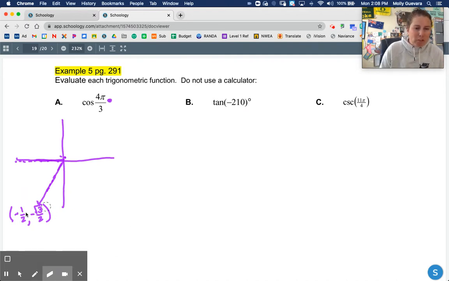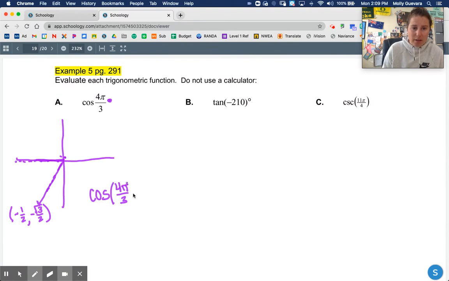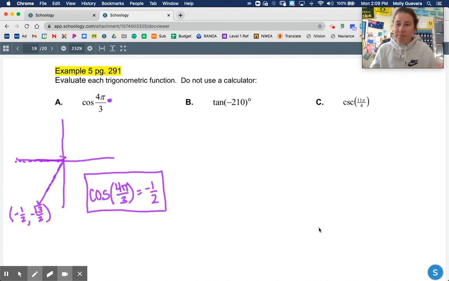Okay, so I found the coordinate for 4 pi over 3, and it wants the cosine, which is just the x-coordinate. So cosine of 4 pi over 3 is just negative 1/2, because it's the x-coordinate of that. And that's it. Boom, done.